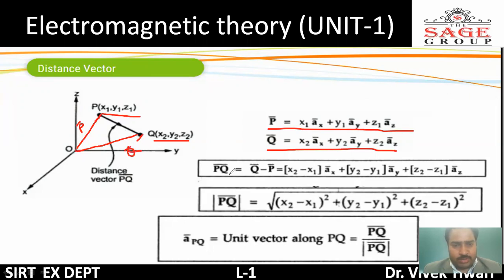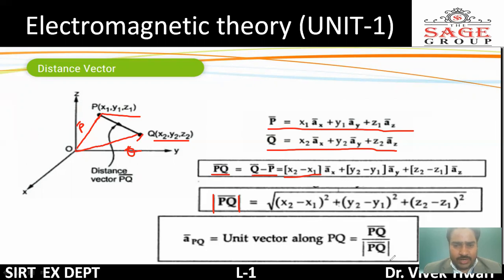Now we have to calculate PQ. PQ means the distance vector between these two points. It can be represented by Q minus P. When we subtract vector P from vector Q, we will get (x2 minus x1) ax plus (y2 minus y1) ay plus (z2 minus z1) az. And if we want to calculate the magnitude of this vector, we will get the square root of (x2 minus x1) square plus (y2 minus y1) square plus (z2 minus z1) square.